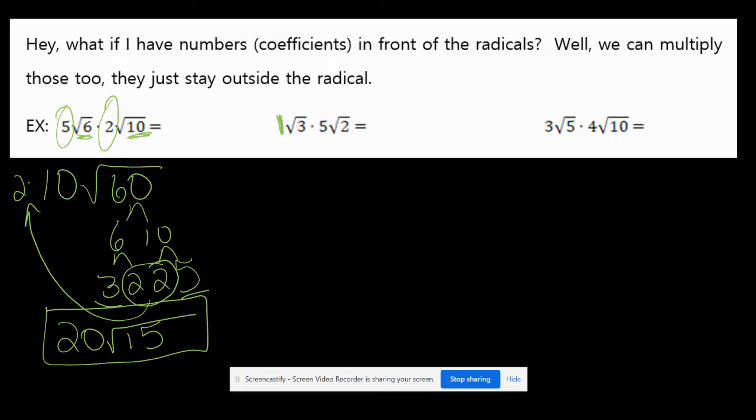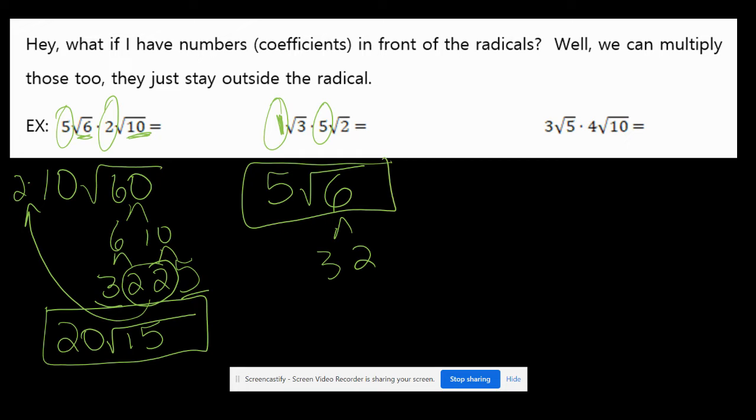There's a 1 in front of the square root of 3. So 1 times 5 is 5. And then 3 times 2 is 6. Well, 6, again, is 3 times 2. I don't have any pairs to pull out. So 5 square root of 6 is simplest form.